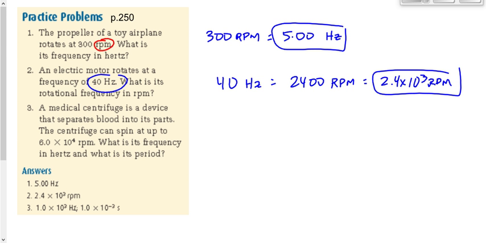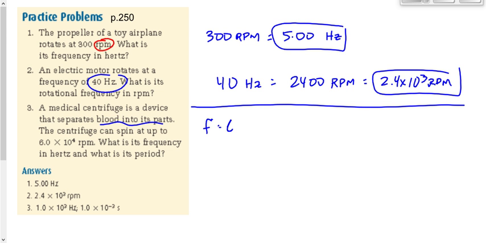The heavier ones go to the outside, the lighter ones not so much so. Here's our medical centrifuge separating blood into its parts. The centrifuge can spin up to 60,000 RPMs. What's its frequency in hertz, and what's the period? We're going to say frequency is 60,000 RPMs. How are you going to find what that is in RPS or in hertz? Let's divide it by 60.